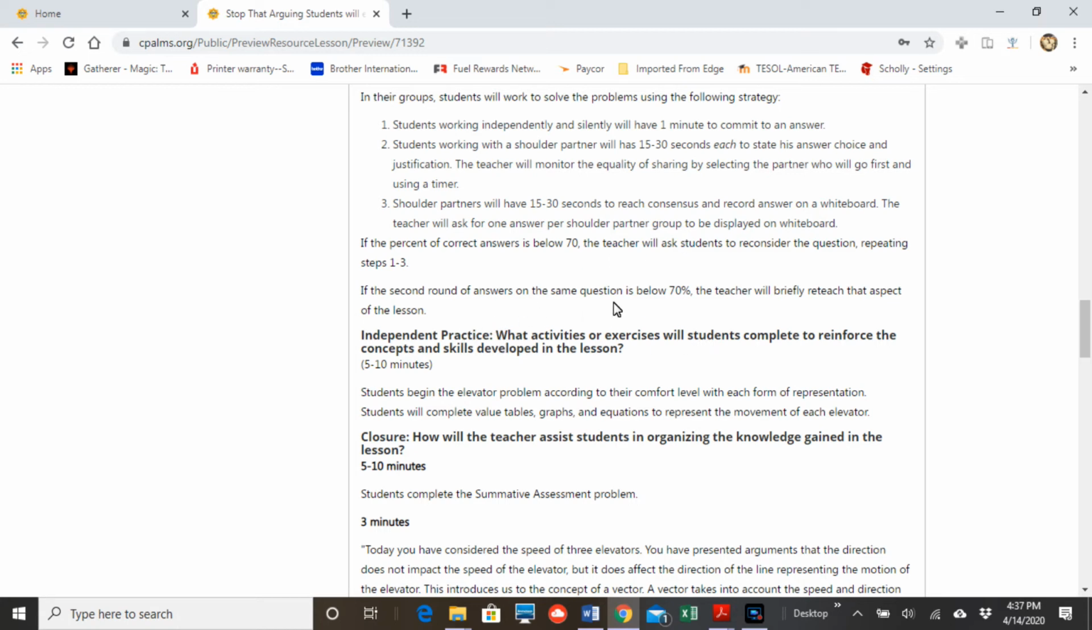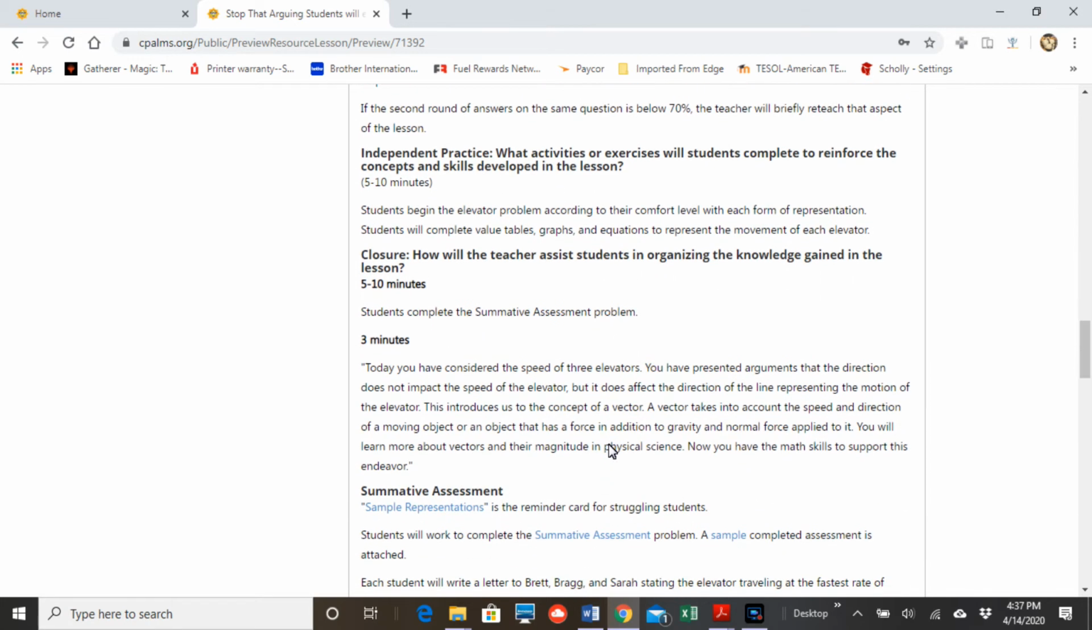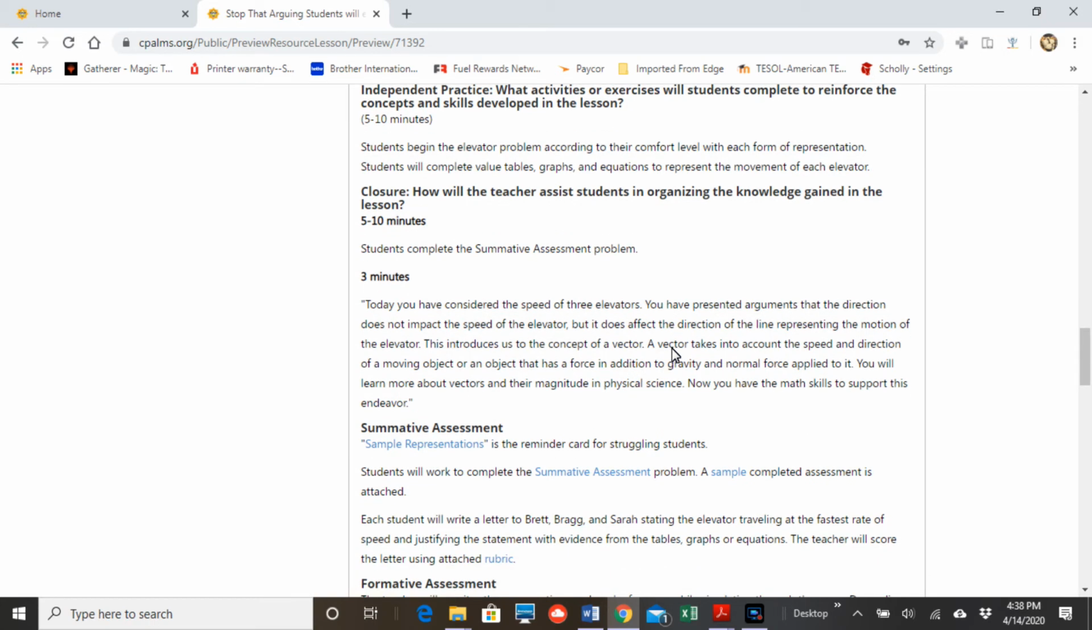And then the same thing's going to happen with your second round. Now that they've learned how to do this with the help of others, it's time to perform this particular skill by themselves. They're going to have 5 to 10 minutes. And then they'll begin the elevator problem according to their comfort level with each form of representation. Student will complete value tables, graphs, and equations to represent the movement of each elevator. So they're working independently with the Word document or PDF that was provided in the attachment above.